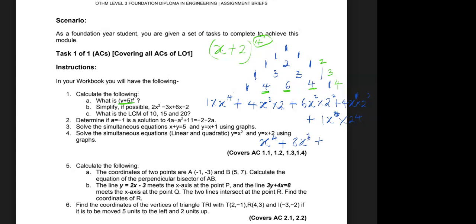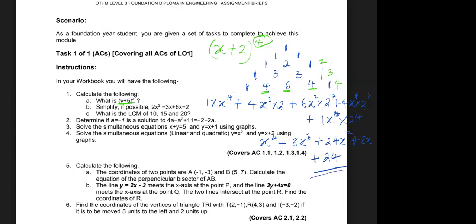Just follow what I did there on the recording. Then you see 4 times 2. Then you do what? 2 squared is 4. 4 times 6 is going to be 24. That gives you 24x squared. Then this one is going to give you what? 8x plus 8x. Then plus 24.